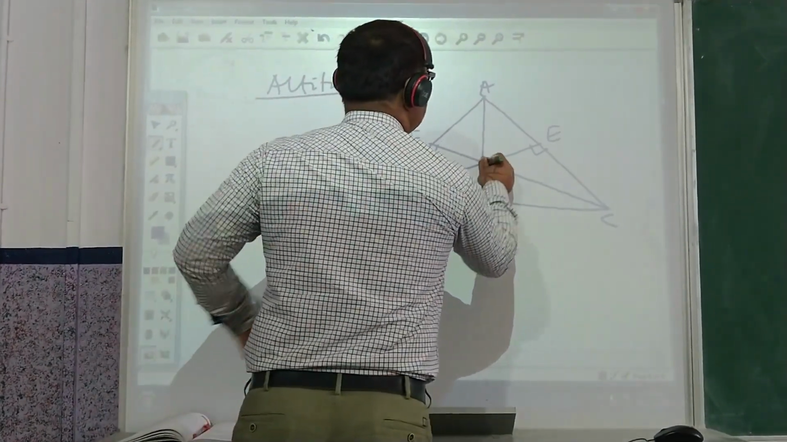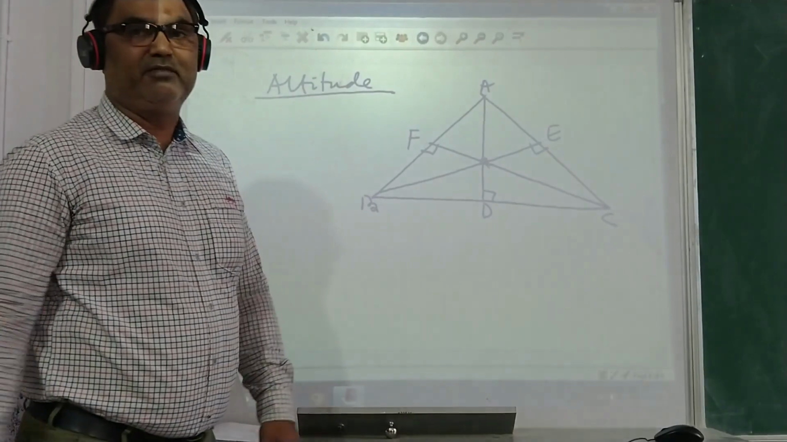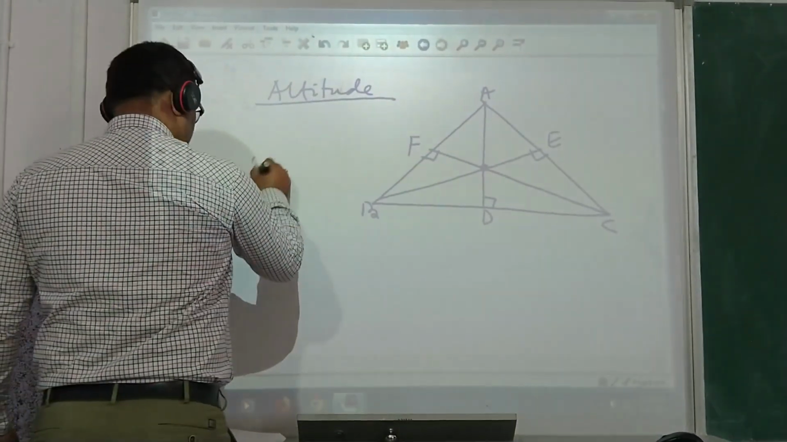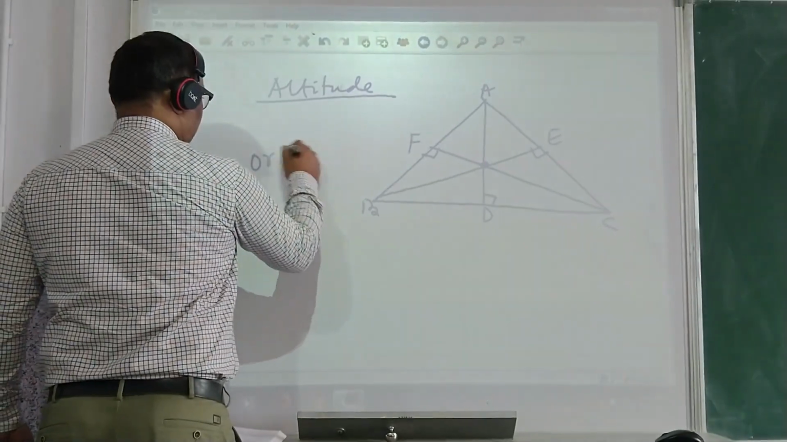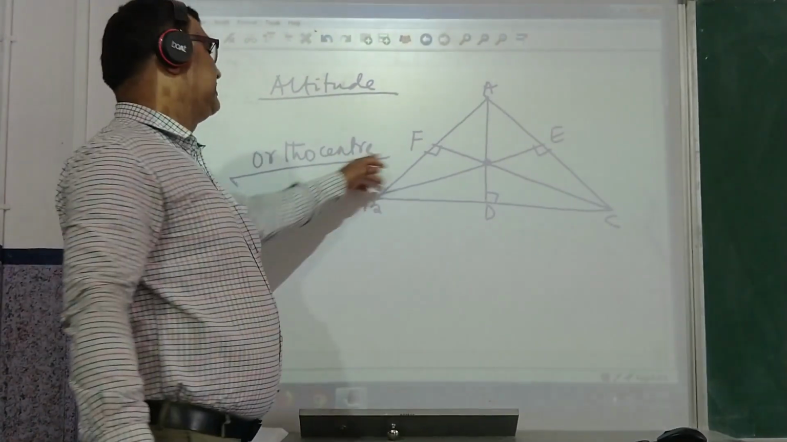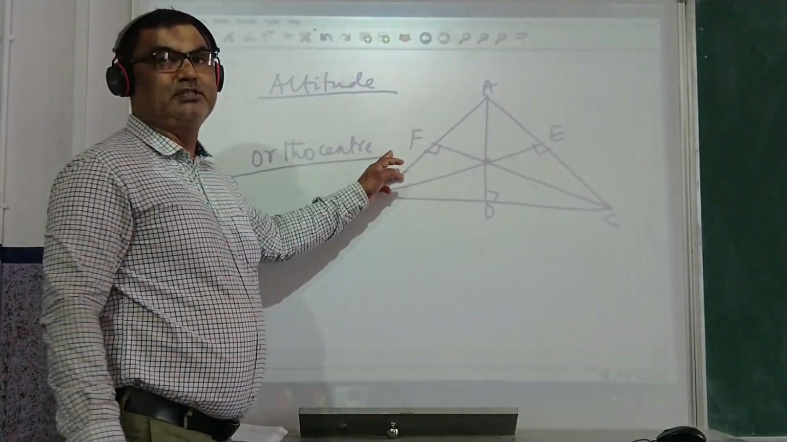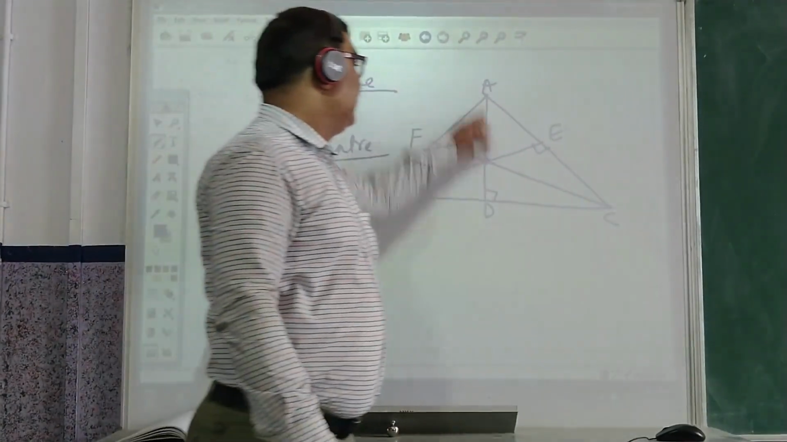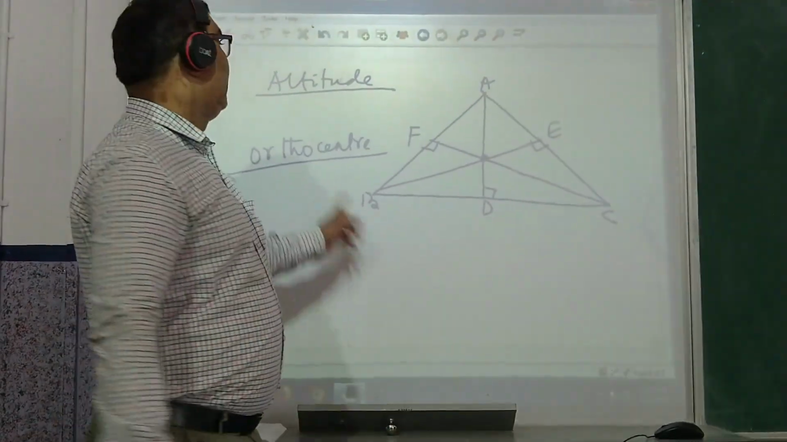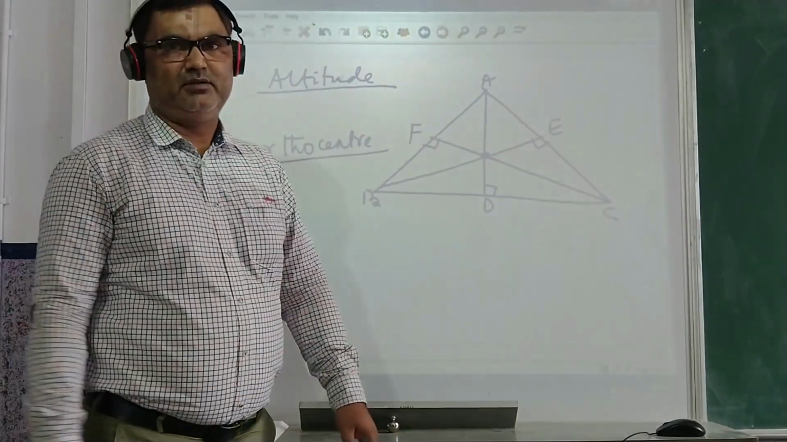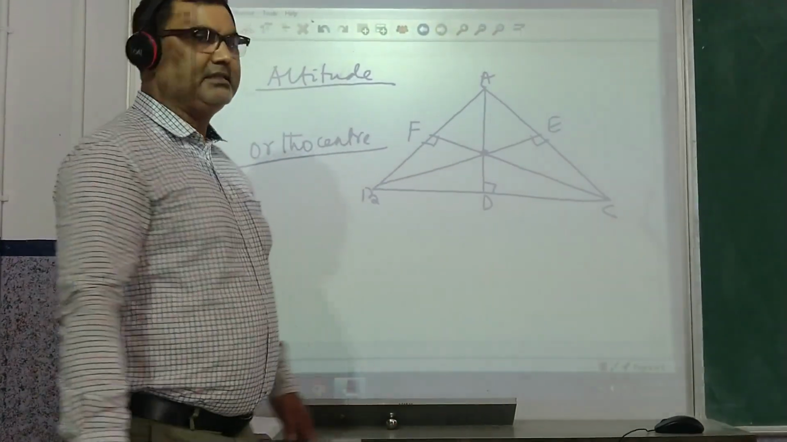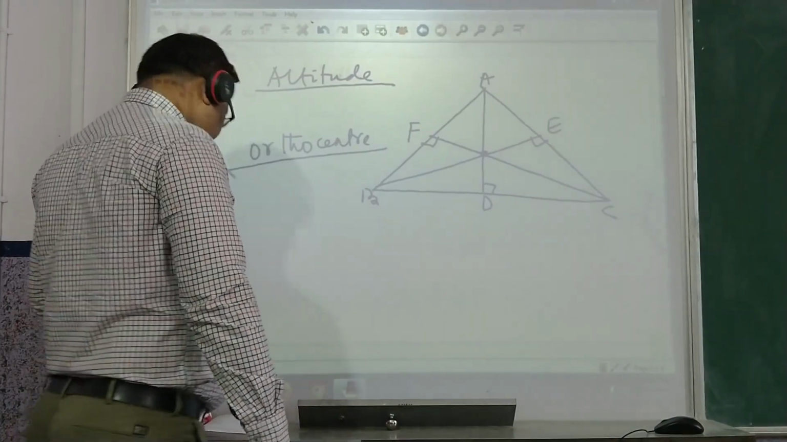Again, a common point is there. The point of intersection of the altitudes is there. This is known as the orthocenter. So, what do you mean by this orthocenter? Orthocenter is the point of intersection of all the three altitudes. So, orthocenter, centroid is clear to you?